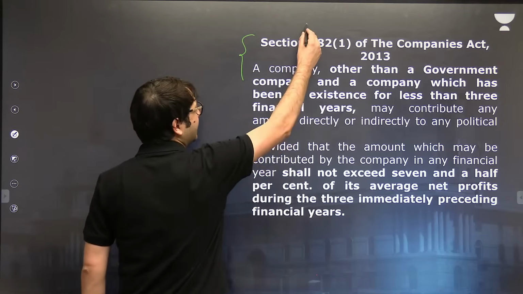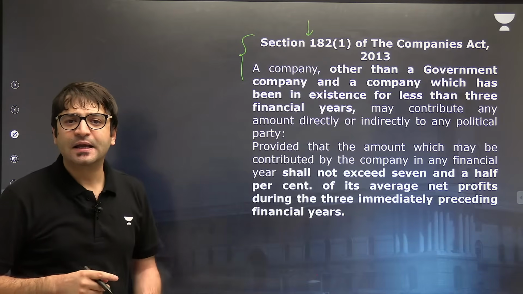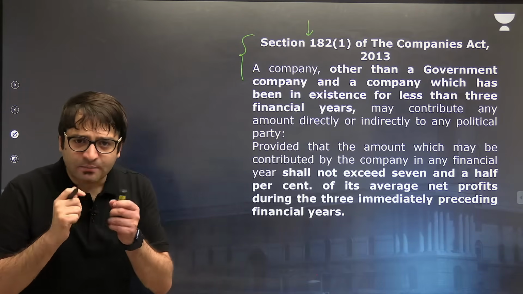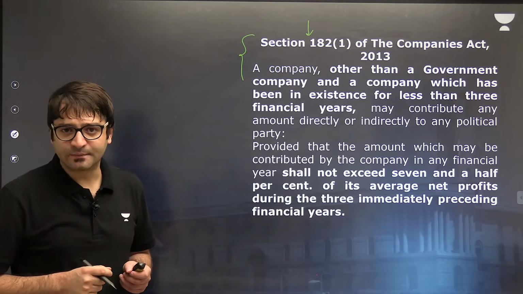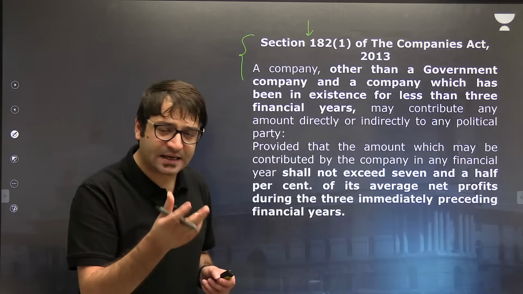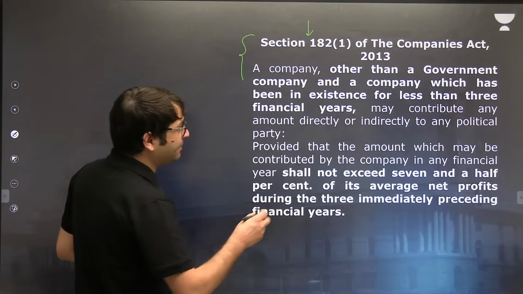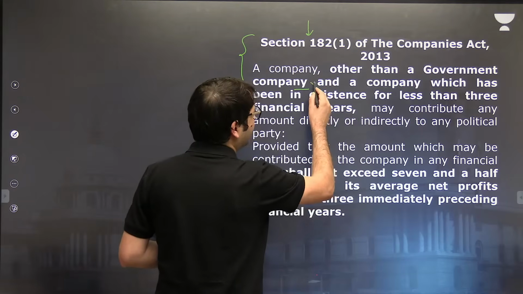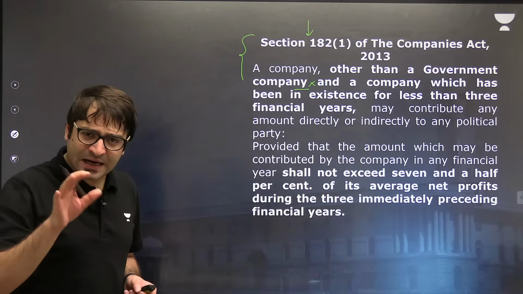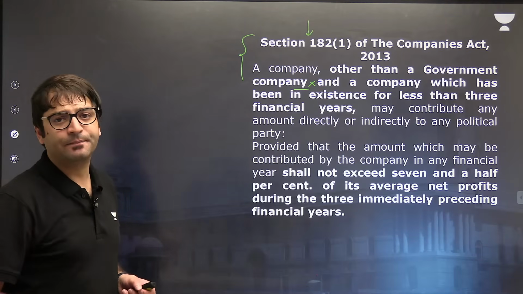to Section 182, Clause 1 of the Companies Act of 2013. Prior to this amendment in 2017, can a company donate money to a political party? Yes. But can it be a government company? No. Why can government companies not donate money to political parties? I'll tell you slightly later.